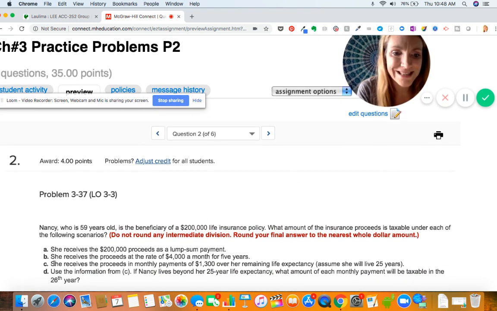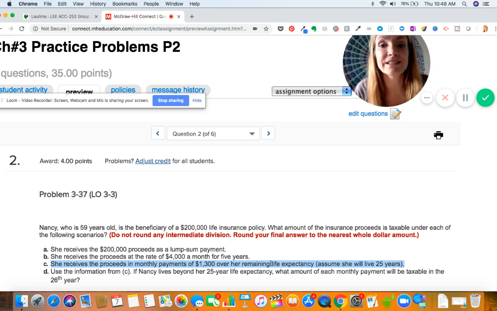So C, she receives the proceeds in monthly payments of $1,300 over her remaining life expectancy. So there are actually life expectancy tables that you look at to figure out what the life expectancy is based on the age and some other criteria, but we were just given it. So we don't have those in the book, so you're just given that we assume she'll live 25 years.